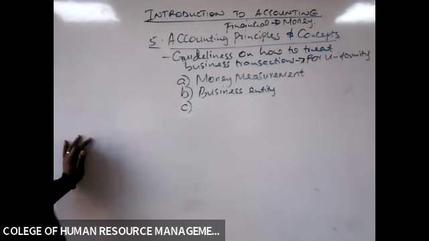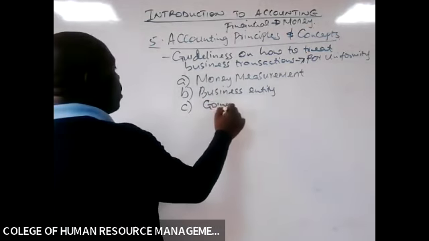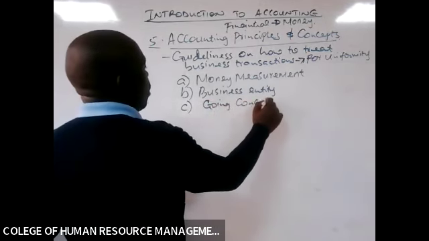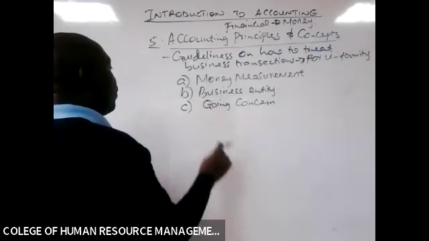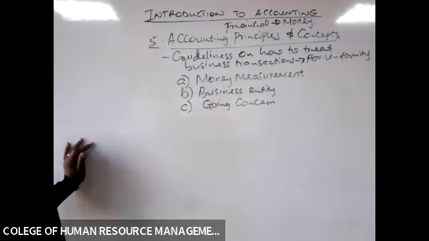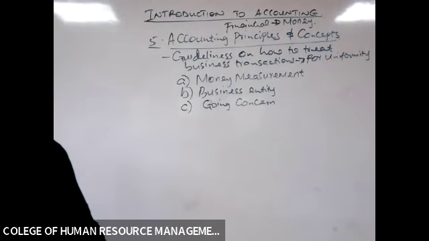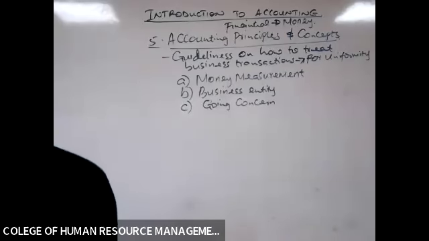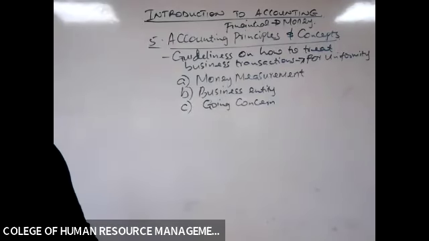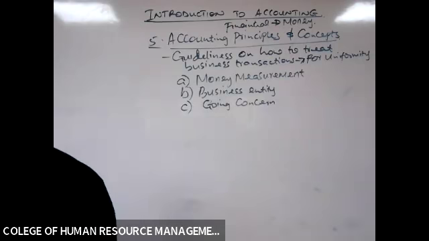Number C is a principle we call going concern. The going concern concept. By going concern, we simply mean an assumption that we make that a business organization will operate into the foreseeable future, or will operate indefinitely.